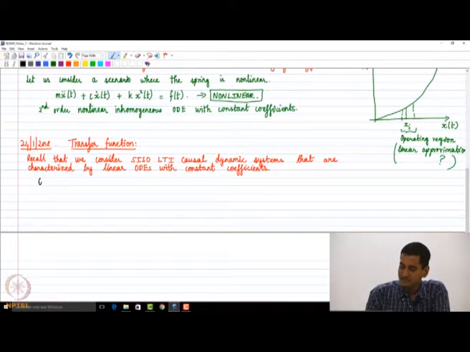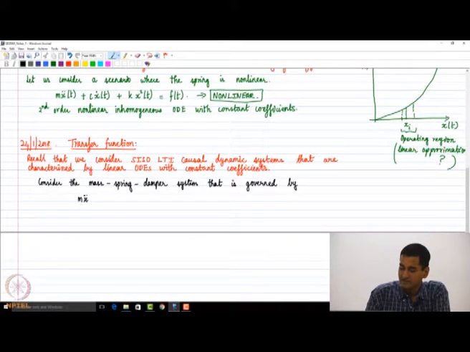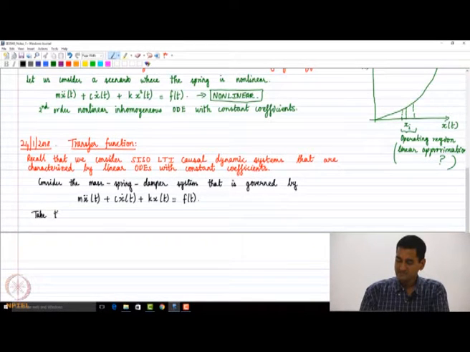So let us consider the mass spring damper system that we already looked at, right? So let's say we consider the mass spring damper system that is governed by m x double dot t plus c x dot t plus k x of t is equal to f of t, right? So this is a linear time invariant system, right? So let us take the Laplace transform on both sides.